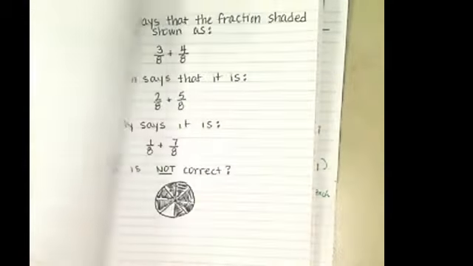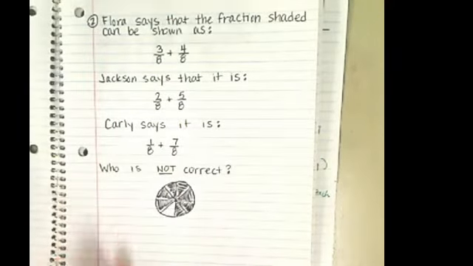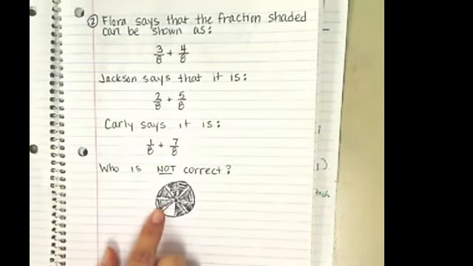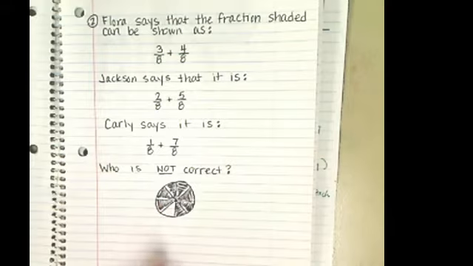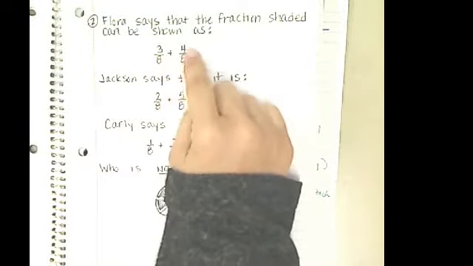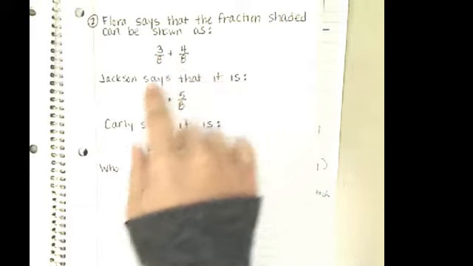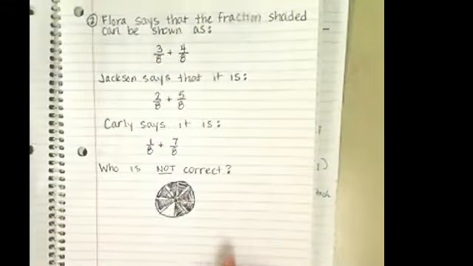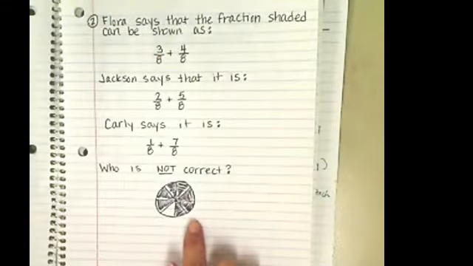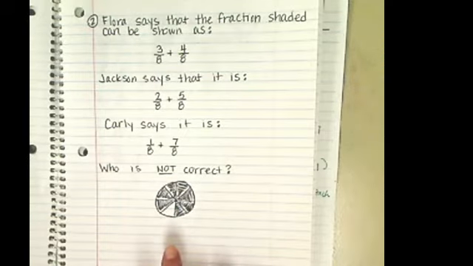having their disagreement. So the picture is this. Flora says that the fraction shaded can be shown as 3/8 plus 4/8. Jackson says that it's actually 2/8 plus 5/8. Carly says it's 1/8 plus 7/8. So who of the 3 is not correct?